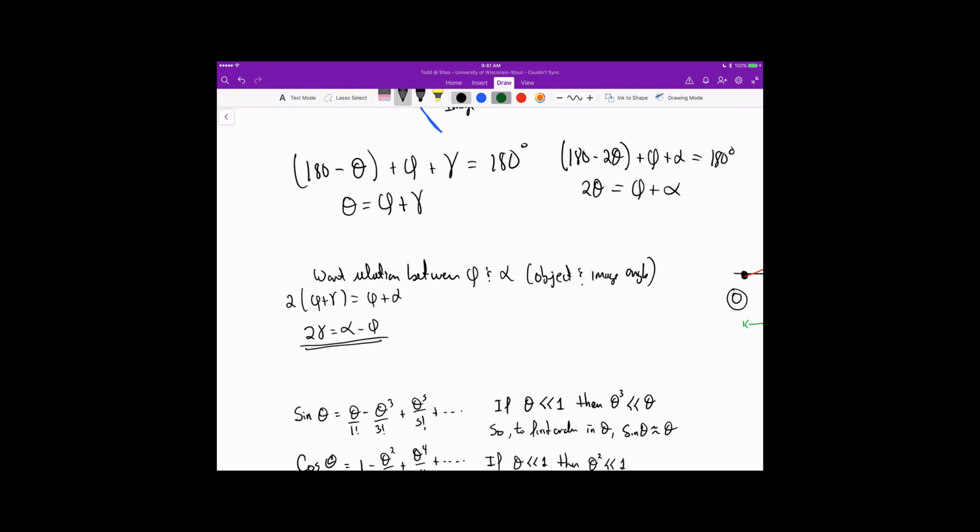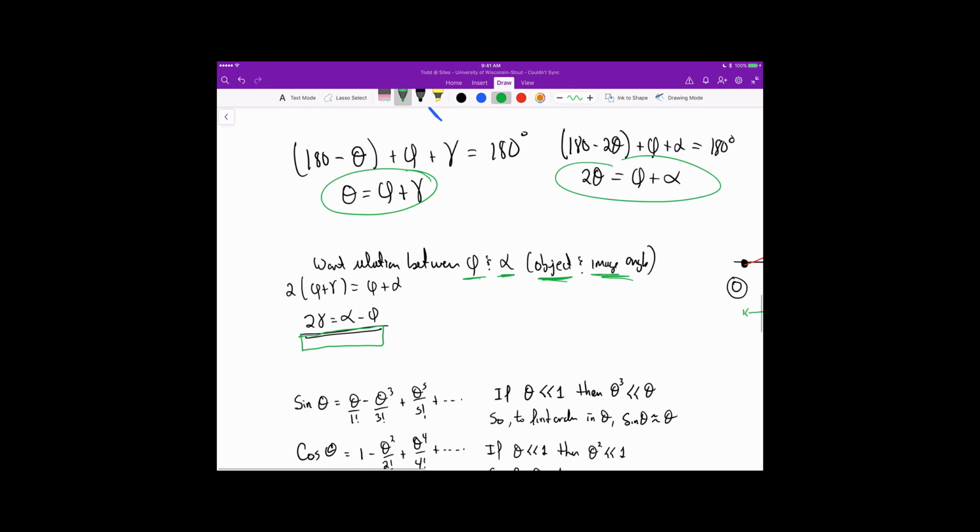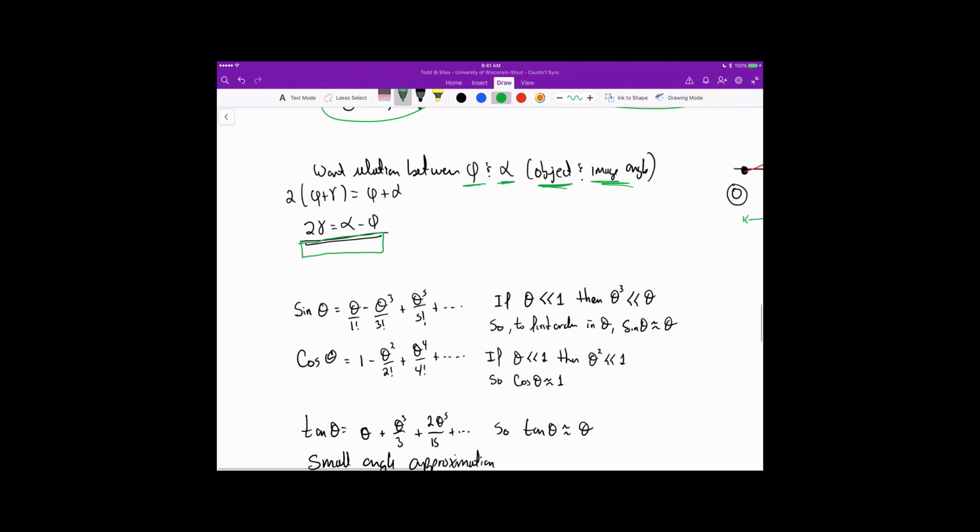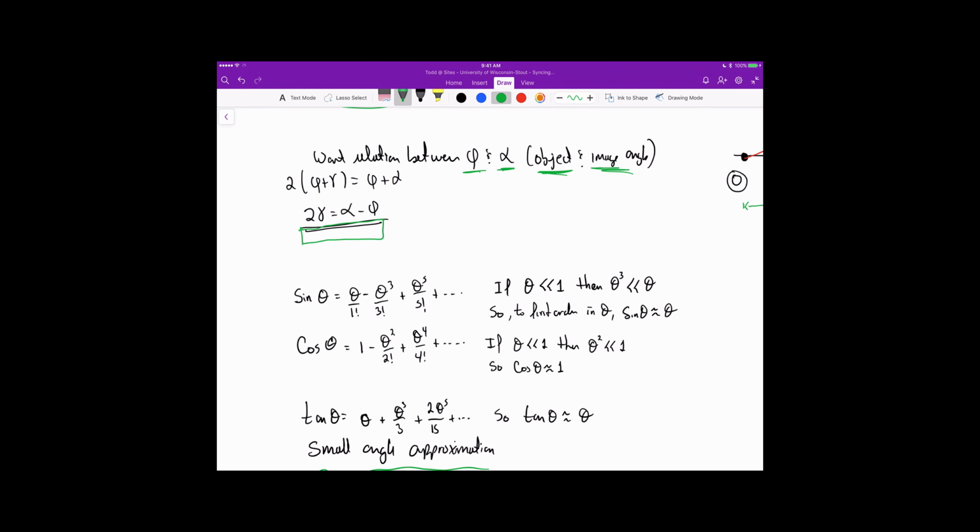So what I want to do is find a way to relate phi and alpha, since those are the angles that I'm associating with the object and the image. I need to relate those two. And so what I'm going to do is combine these two equations together, and that ends up giving me a relationship 2 gamma is alpha minus phi. Now, before we go any further, we have to make a couple of simplifications. This is why this is one of the crucial points to using spheres instead of the perfect Cartesian surfaces.